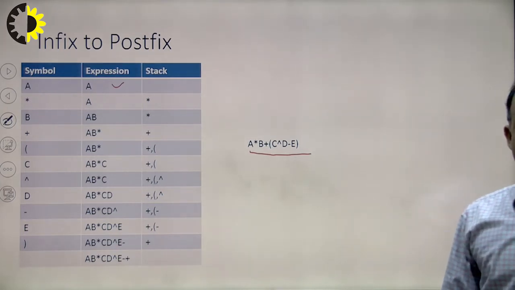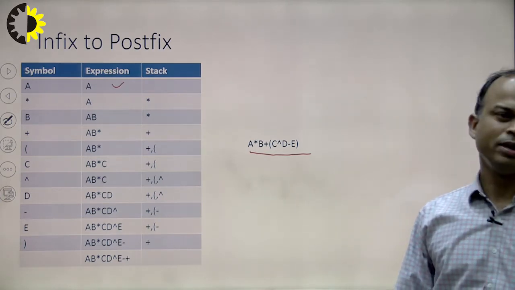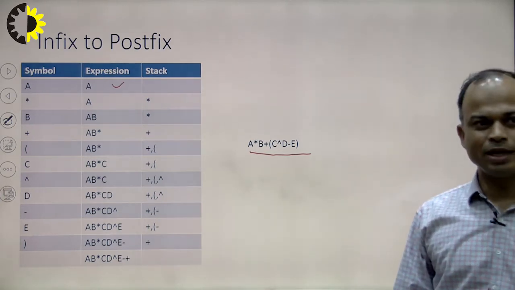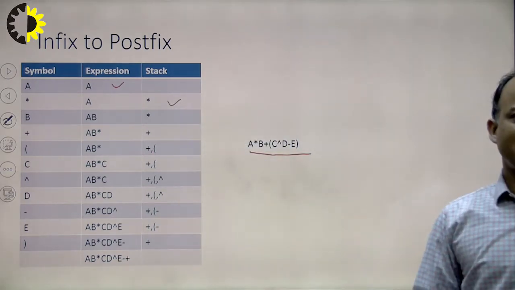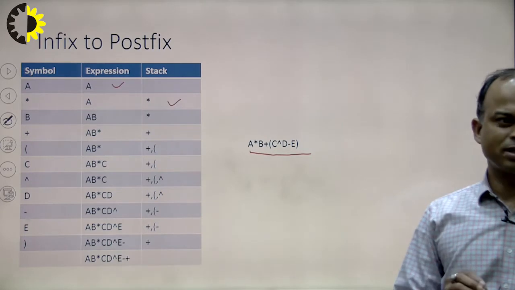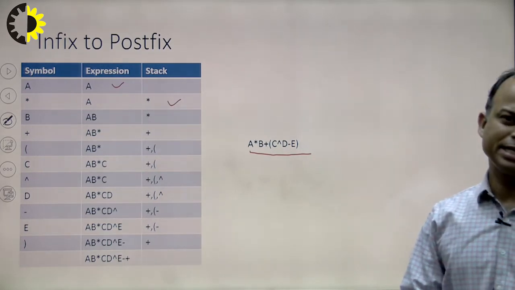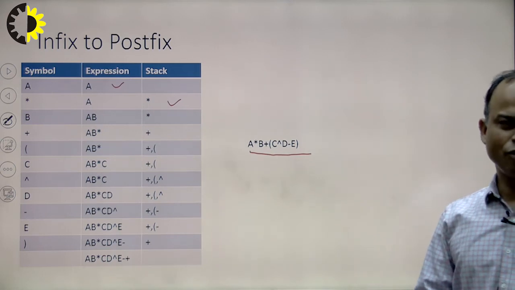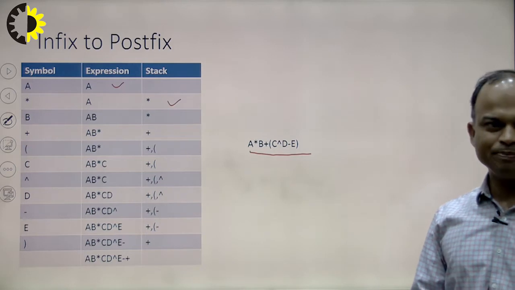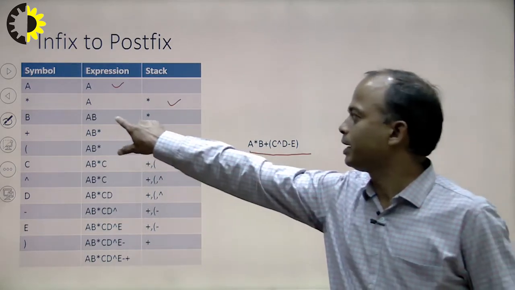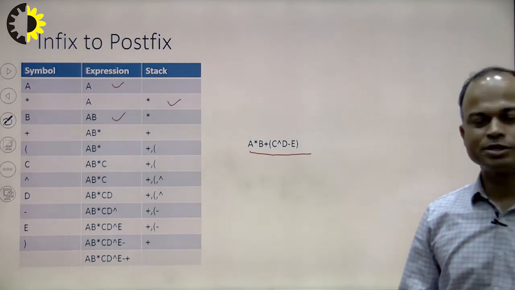After writing A into the expression, we read the next character of the string. This is multiply, and multiply is an operator. Therefore, we push multiply onto the stack. Now our stack has multiply. After multiply, the next symbol is B, and this B is an operand. Therefore, we append B to our previous character A, so we have AB in the expression and multiply in the stack only.